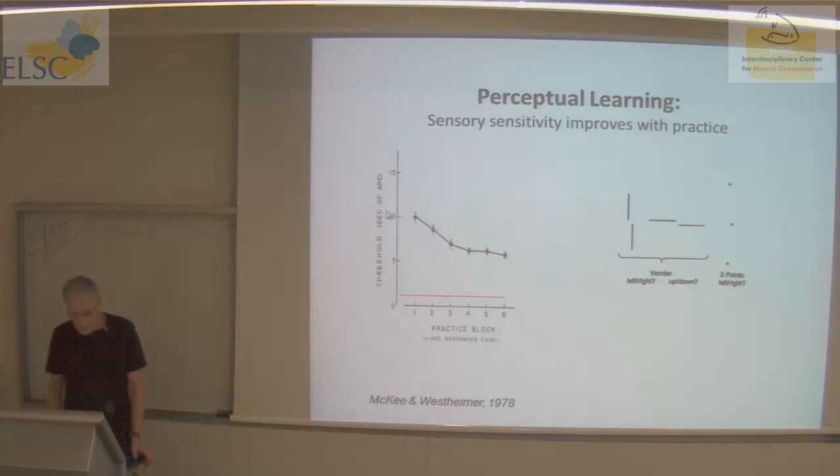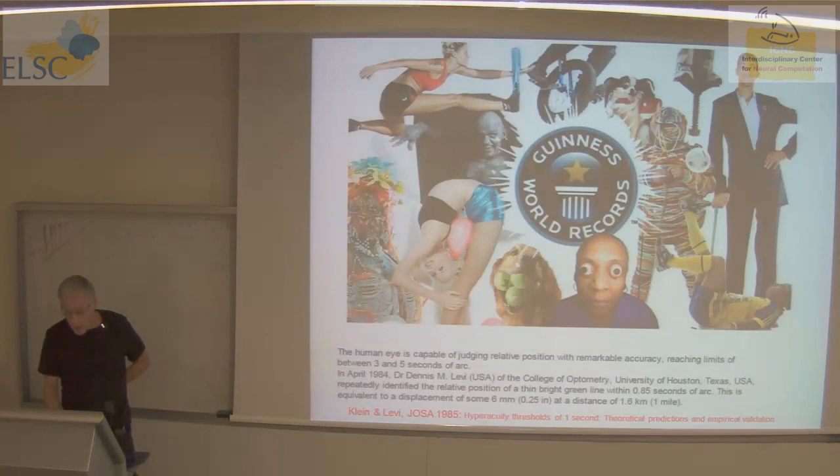Initially, subjects have a threshold of 10 seconds of arc, a displacement threshold, which is about the size of a photoreceptor in the fovea. And then after a few days of practice, they can do it with 5 seconds of arc, and after many years of practice, they can do it even with 1 second of arc, which is a world record, and even documented in the Guinness World Records.